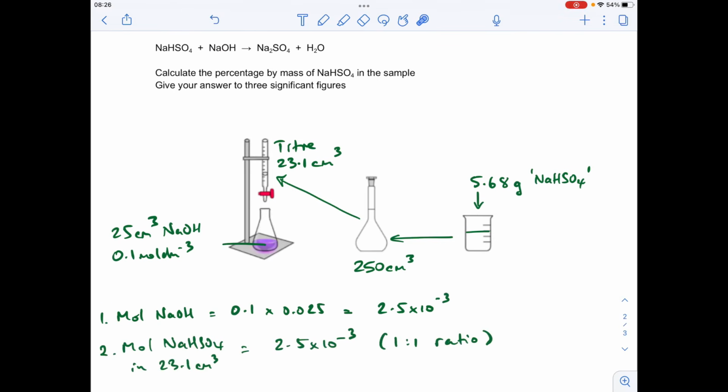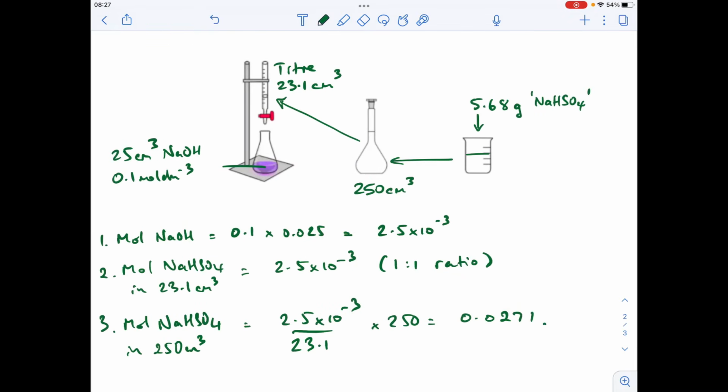Okay, so the third thing we're going to do is work out how many moles of sodium hydrogen sulfate were in the volumetric flask and hence in that 5.68 gram sample of toilet cleaner. So we need to scale this up. The moles in here, we need to scale up to the moles in there. So the way we do that is we divide these moles here by that titre of 23.1. So that'll tell us how many moles are in 1 cubic centimetre. If we multiply by 250, we'll get the moles in there. So that comes out at 0.0271 to 3 significant figures. Obviously, I'm keeping the full number in the calculator.